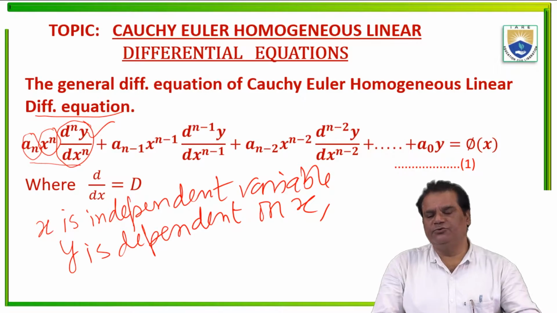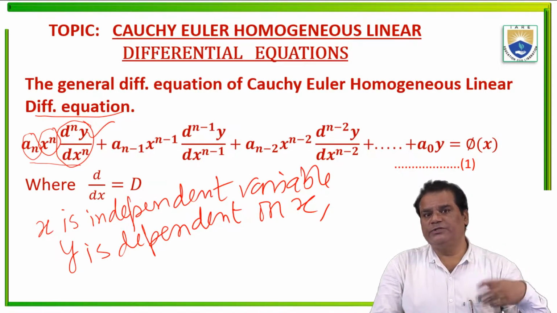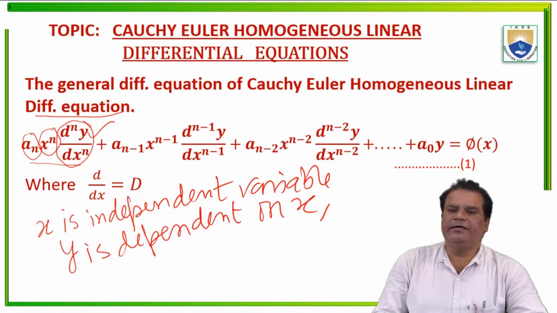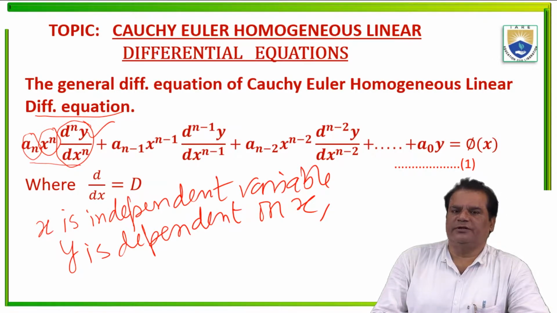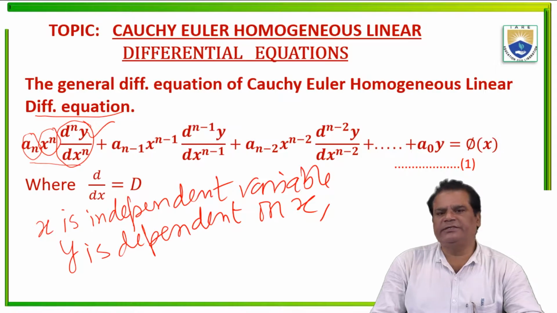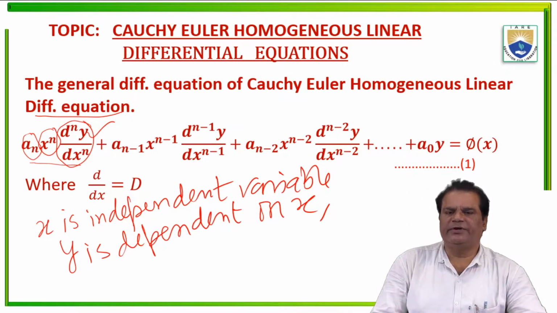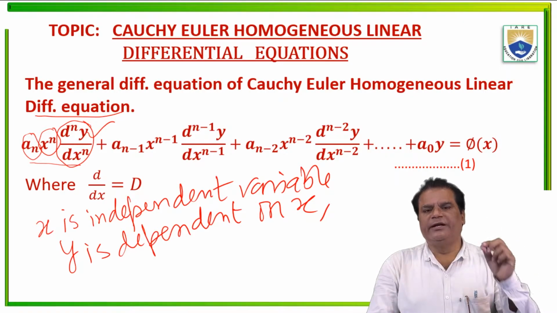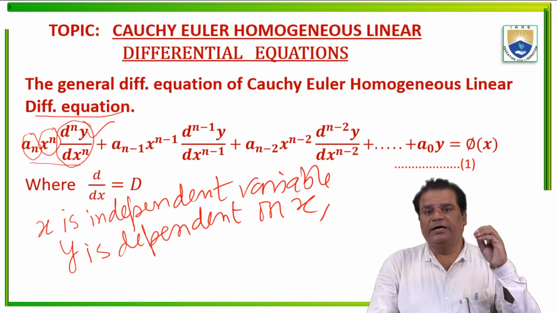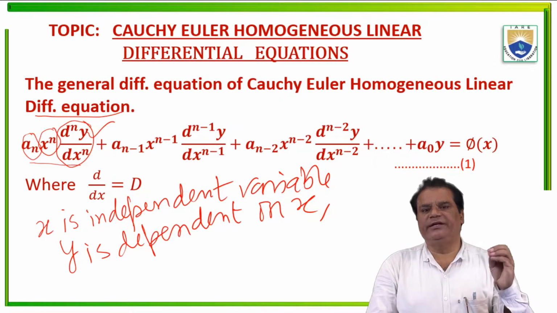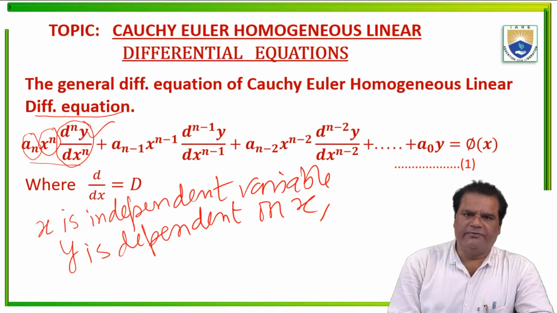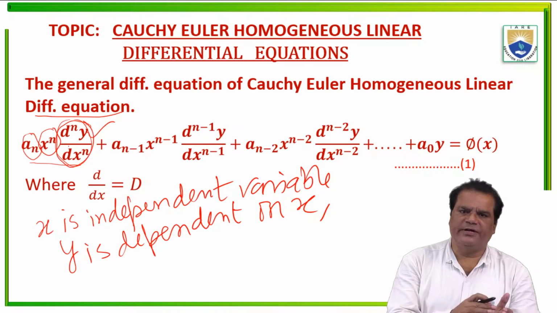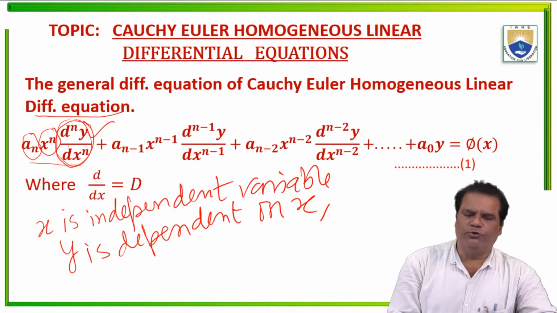The definition of a homogeneous linear differential equation is that the power of the independent variable is equal to the order of the derivative in each term. If this property is verified, a linear differential equation is known as a homogeneous linear differential equation. This equation was given by the famous mathematicians Cauchy and Euler. In the first term, the power of x is n and the derivative is of order n, so both are equal and multiplied.